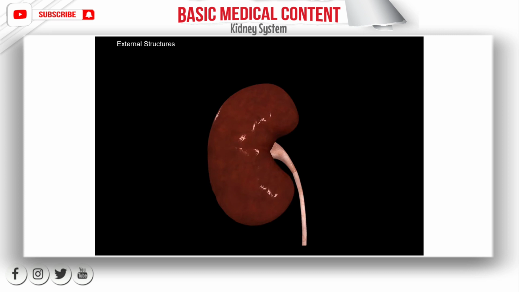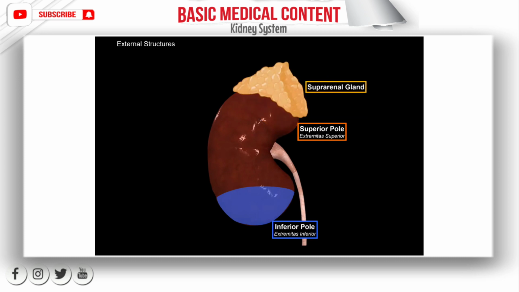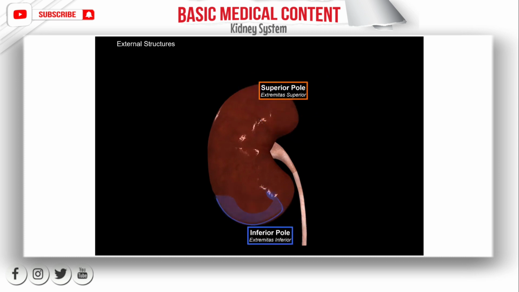Now, let's start with the kidneys anatomy by looking at the external structures. The kidneys are about 120 to 200 grams. These numbers really deviate depending on the source you're studying from, but they're about 10 to 13 centimeters long and 5 to 6 centimeters wide and about 4 centimeters thick. The kidneys have an inferior pole and a superior pole, and on the superior pole you'll find a suprarenal gland resting on it, as you see here.